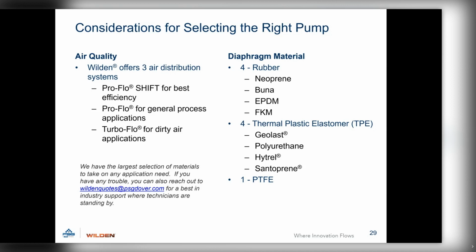Thermoplastics is our man-made elastomers that are injection molded. We've got 4 different material offerings there. Geolast is our TPE version of Buna. Polyurethane is our standalone poly diaphragms, good for abrasion and just general diaphragms. Hytrel is used in our FTA and abrasive and oil applications. And Santoprene, we trade name it as Wilflex.